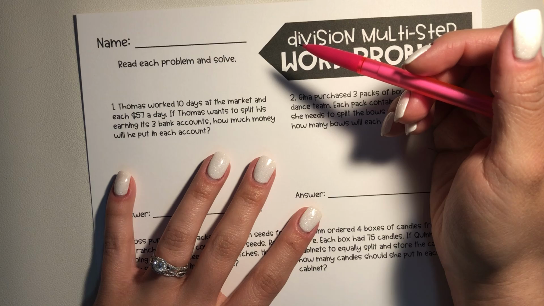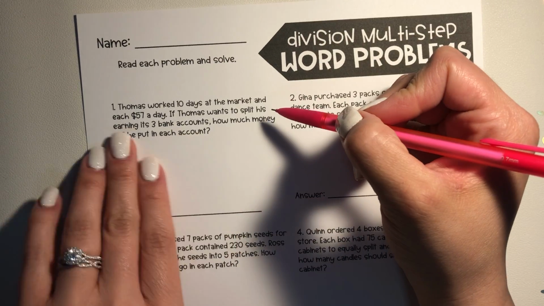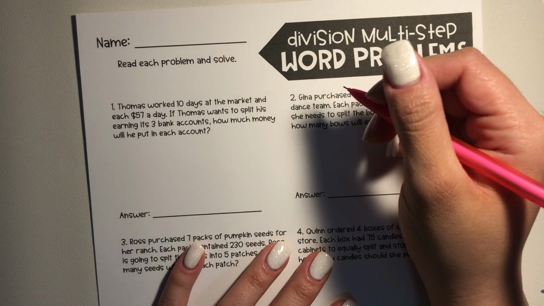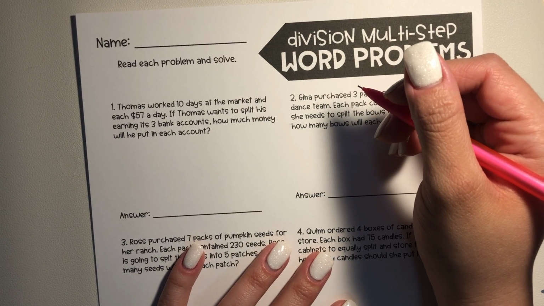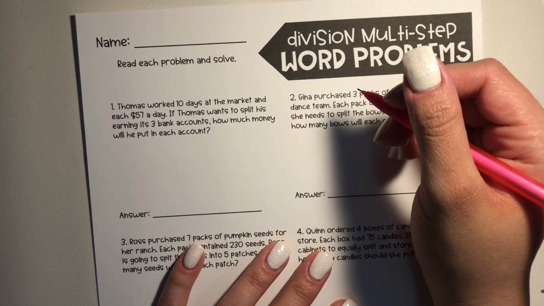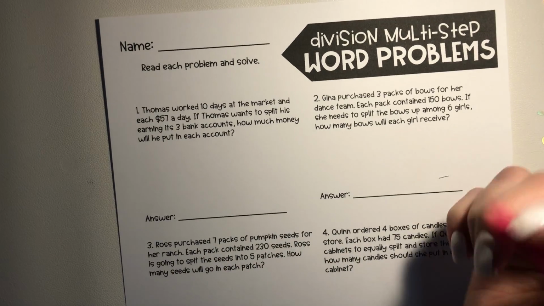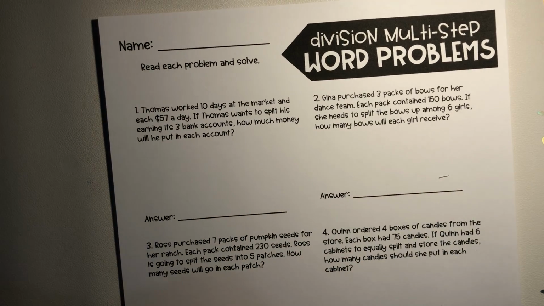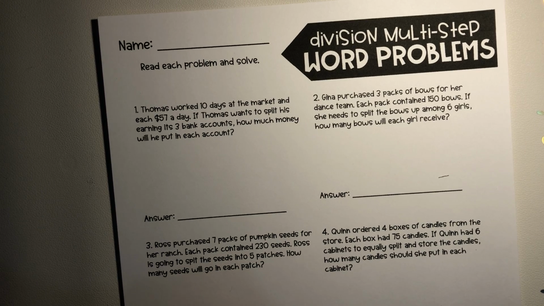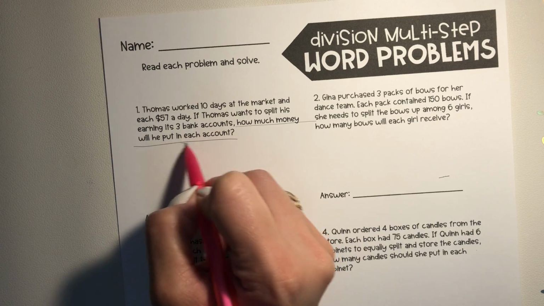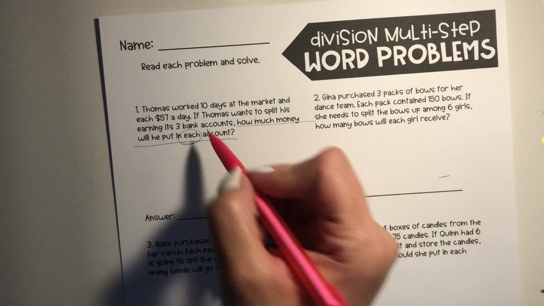Thomas worked 10 days at the market, and it should say earned, but it doesn't. Earned $57 a day. If Thomas wants to split his earnings into 3 bank accounts, how much money will he put in each account? Okay, 2 things I need to do here. I first need to figure out how much total money he made in those 10 days. Then, once I have that total, I need to split that total into 3 separate bank accounts. They're wanting to know how much he is going to be able to put in each of those bank accounts.